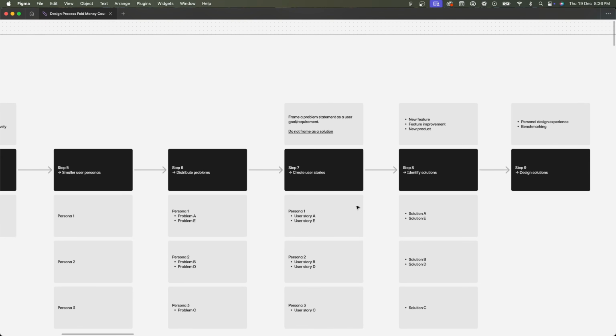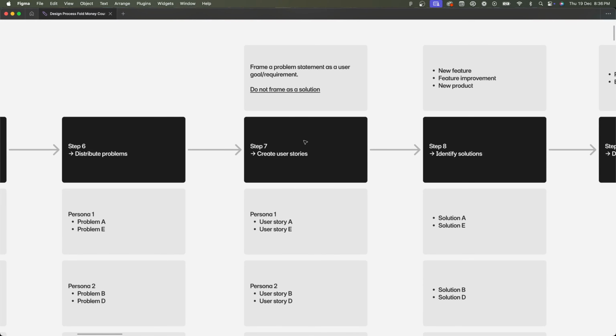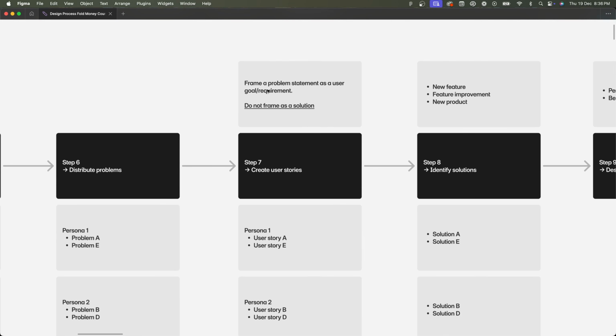Now, one of the things that you want to focus on when you're doing user stories is to always frame a problem statement as a user goal or a requirement, and do not frame it as a solution. Your user story must never, ever, ever have the solution to the problem. This is probably the biggest mistake that I have ever seen juniors make when they're talking about user stories. If the solution is inside your user story, then you have not created a user story. You have just created a solution.